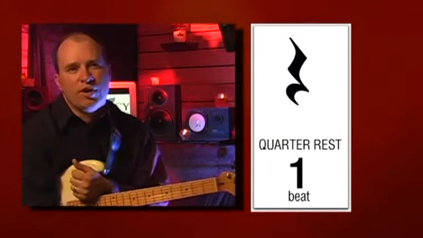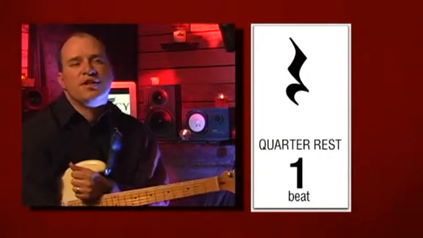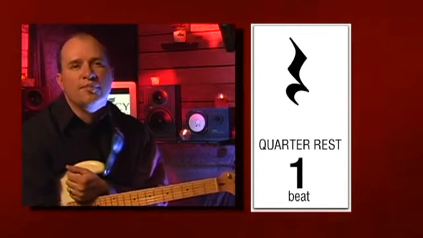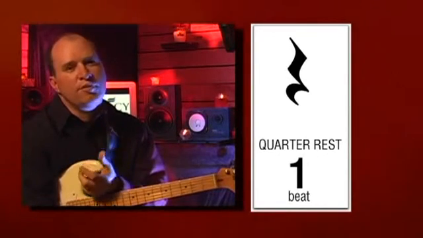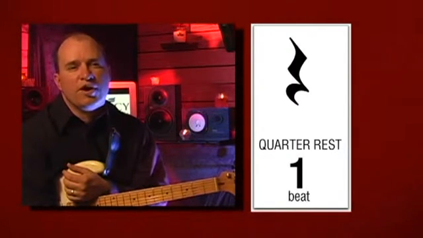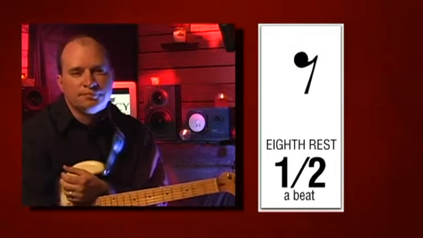The next one is a quarter rest. A quarter rest kind of looks like an upside down lightning bolt looking thing. That's a quarter rest, and it's good for 1 beat. So if I want you to play for 1 beat, I give you a quarter note. A quarter rest is for if I want you to be quiet for 1 beat, or be silent for 1 beat.